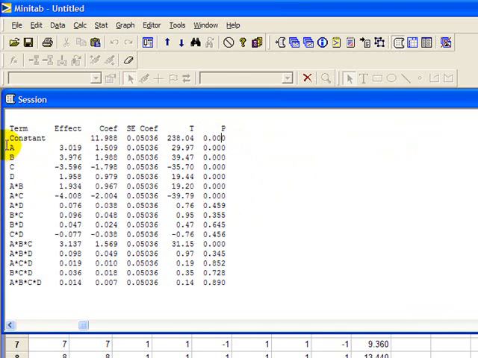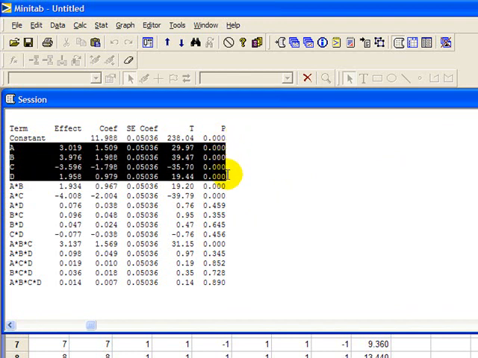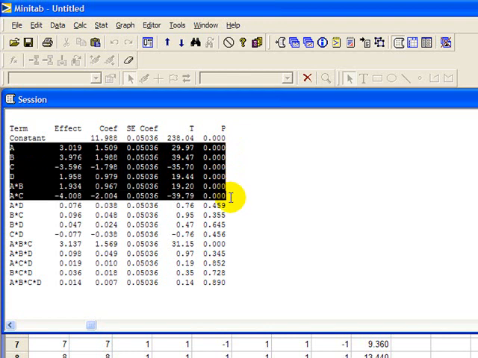Now look at the factor A here, p value is 0, right? That means this factor is significant. P value is less than alpha value. Similarly, factors A, B, C, D, all of them are significant because p value is less, and also the interaction between A and B, and the interaction between A and C, these two interactions are also significant. They have significant effect on the output or the response variable.